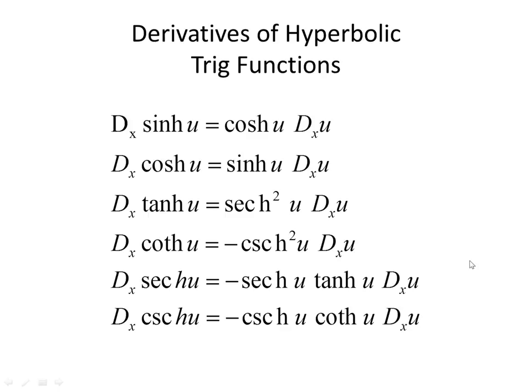The only time you don't have to worry about the du part, the derivative of your u, is when u is x. Because what's the derivative of x? It's just 1. But if you have a u that's anything aside from x, you have to throw that du in there. You have to. Okay?